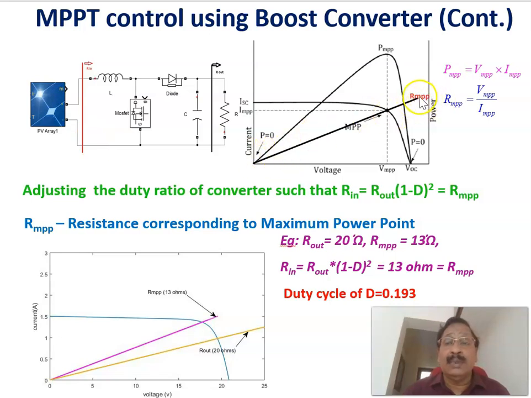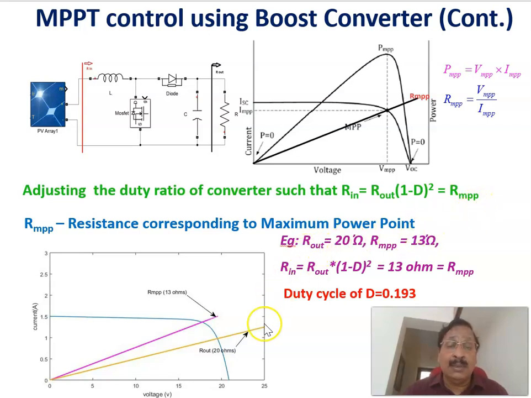RMPP, the resistance corresponding to the maximum power, is nothing but VMPP divided by IMPP. Therefore, we adjust the duty ratio of the converter in such a way that Rin, the resistance looking from this point, which equals R out into 1 minus D whole square, is equal to the resistance corresponding to the maximum power point, RMPP. We are adjusting this duty ratio such that Rin is the same as RMPP.